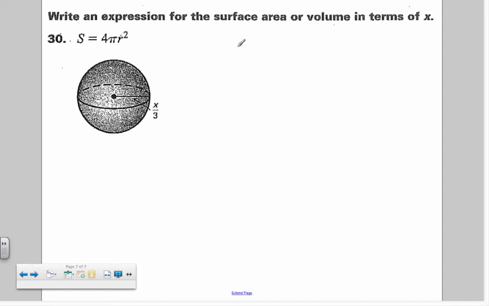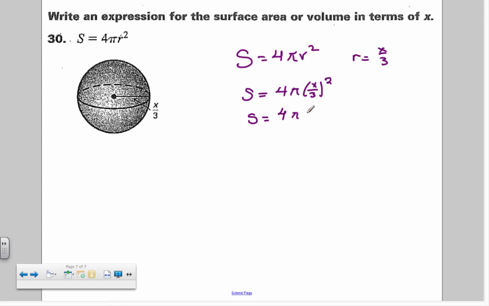So I'm going to write down my original equation, S equals 4 pi r squared, and now I'm going to substitute r to equal x over 3. So I have S equals 4 pi and then x over 3 squared. So x over 3 squared, I can use the quotient to a power property, which says I can apply the power to both the top, x squared, and the bottom, 9.